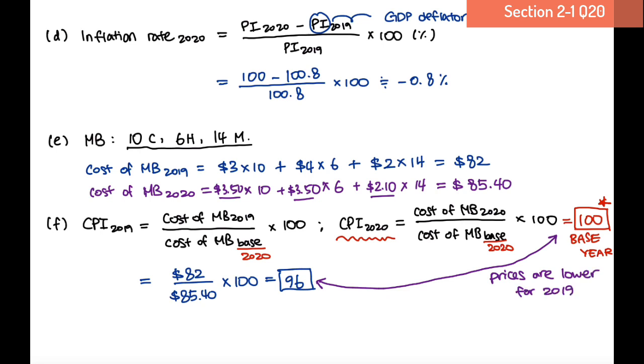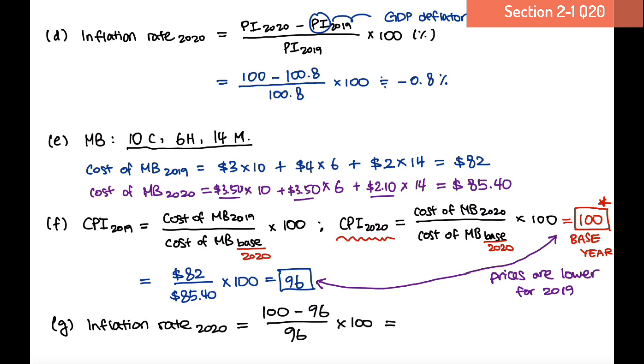Now, by how much? We can use the same inflation rate equation we used in Part D to figure out by what percentage prices have changed over the years. Now, we'll use the same equation as in Part D, but the price index that we'll be using in this case will be the CPI, not the GDP deflator. In 2020, our CPI is 100. In 2019, it's 96. And that gives us an inflation rate of 4.2%.